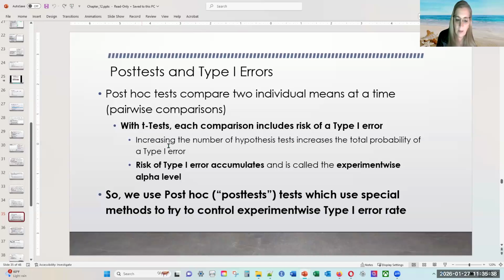Remember, with t-tests we end up with accumulated type 1 error, so we risk making a false call. So we use post hoc tests, and they use a special method to try to control for this experiment-wise type 1 error.